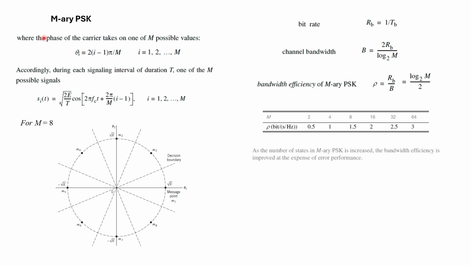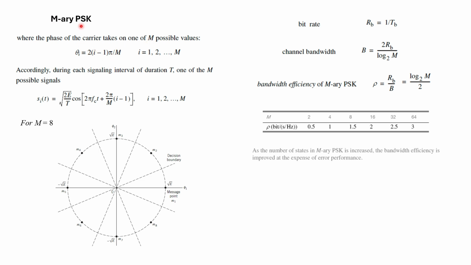So the next very important concept here is M-ary PSK. Here in QPSK, we transmit 4 phases, that is pi by 4, 3 pi by 4, 5 pi by 4 and 7 pi by 4. Whereas in M-ary PSK, the phase of the carrier takes one of M possible values. In BPSK, we transmitted two phases, 0 and 180 degrees, or 0 or pi radians. In QPSK, the value of M is 4. That is, 4 phases we transmitted.